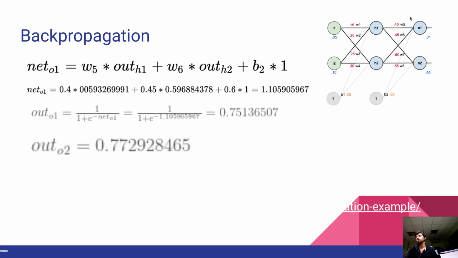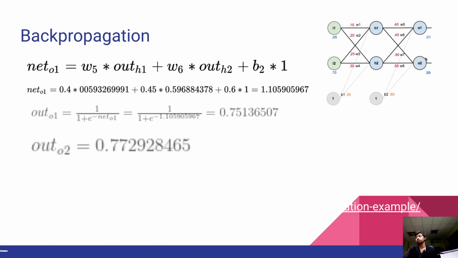Then in the next stage we have to perform the similar thing. We multiply this into the output of this, and this into the output of this. The bias is just one, because it is not an output of the previous layer. If we do this, the value will be 1.1059, and if we pass it through the activation function, the value will be 0.7513. Similarly for this one, the value will be 0.7729.